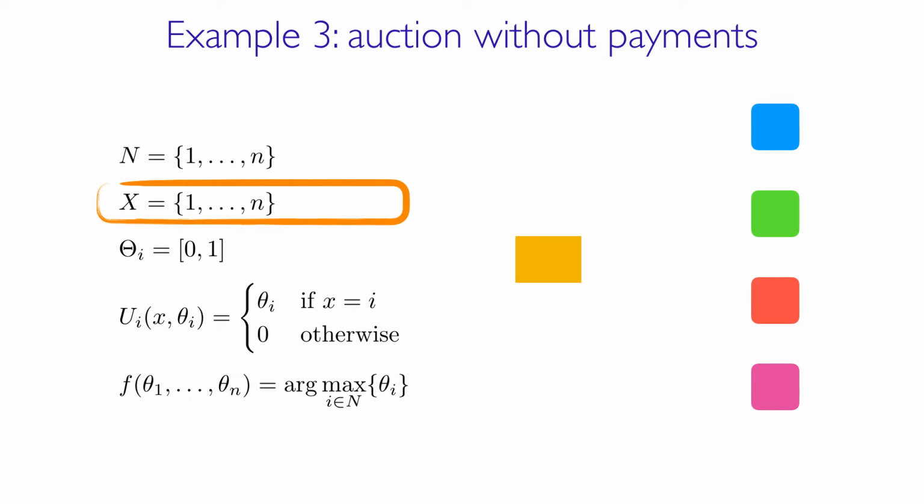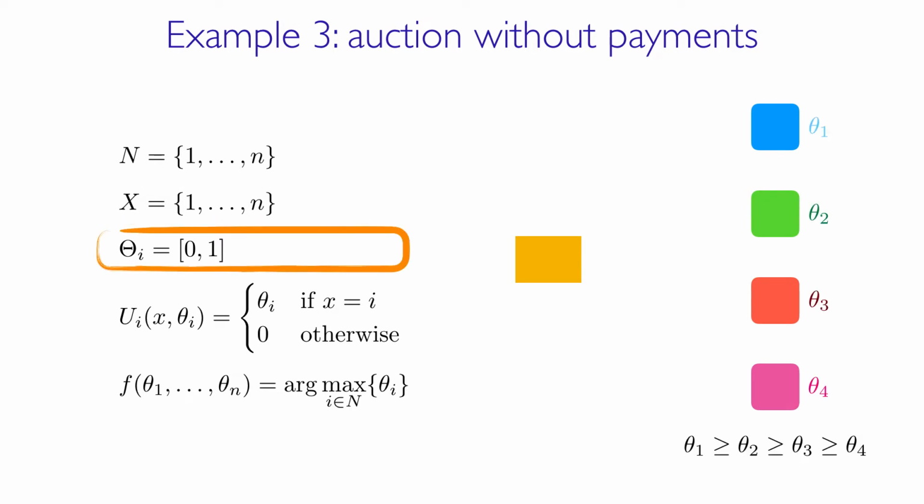The set of outcomes is equal to the set of players. The meaning is that each outcome corresponds to the player that will receive the good sold by the auctioneer. The space of types of every player is the range [0, 1]. Assume that the types are sorted in the slide in such a way θ1 is larger than or equal to θ2, that is, in its turn, larger than or equal to θ3, and so on.